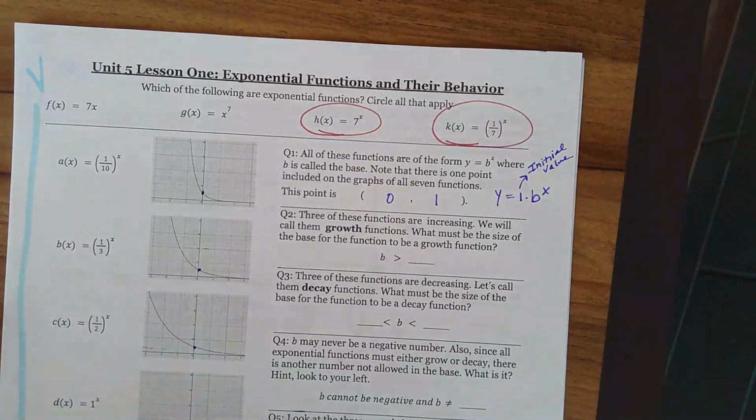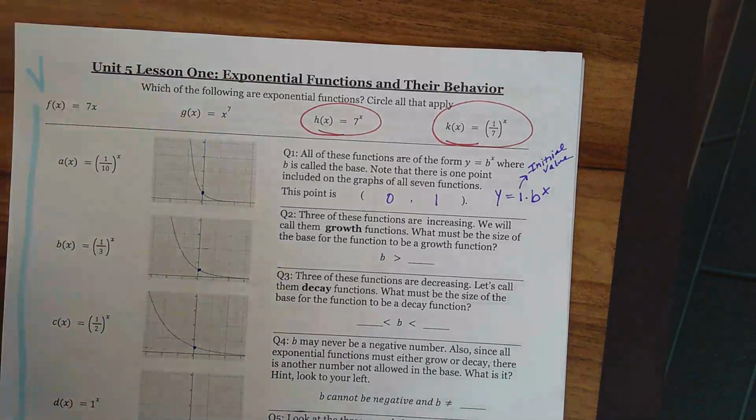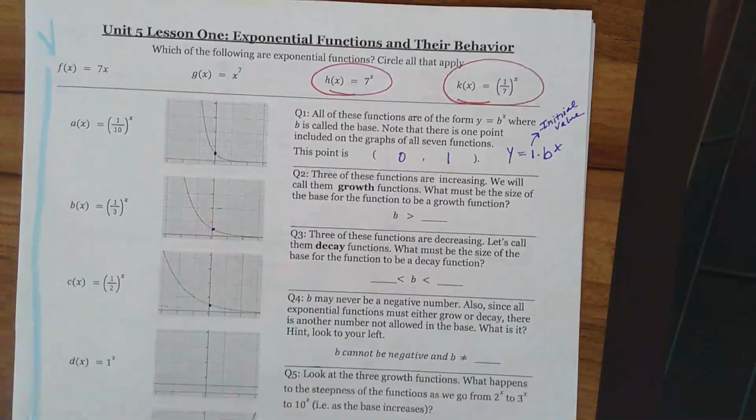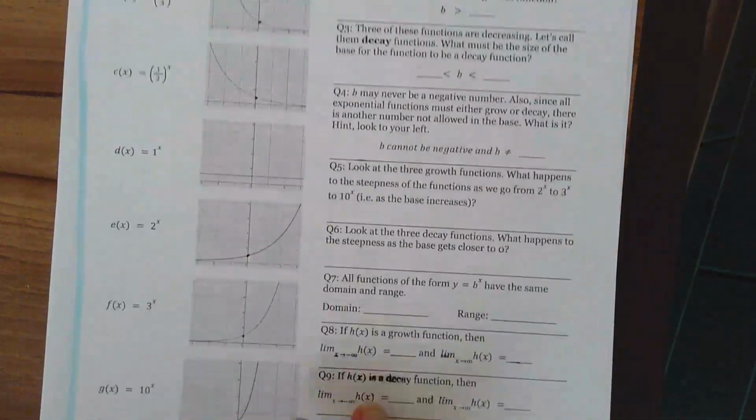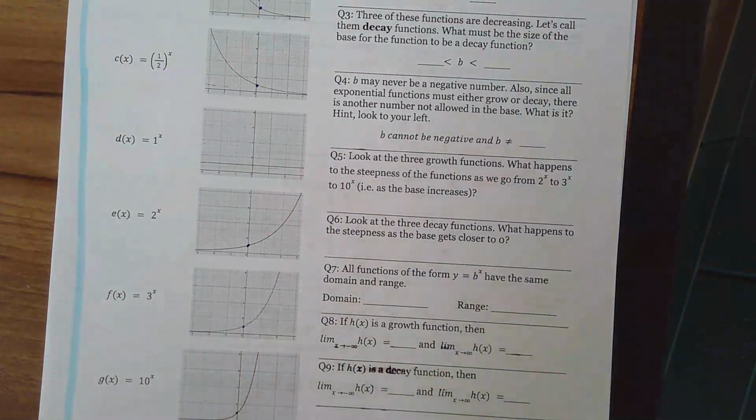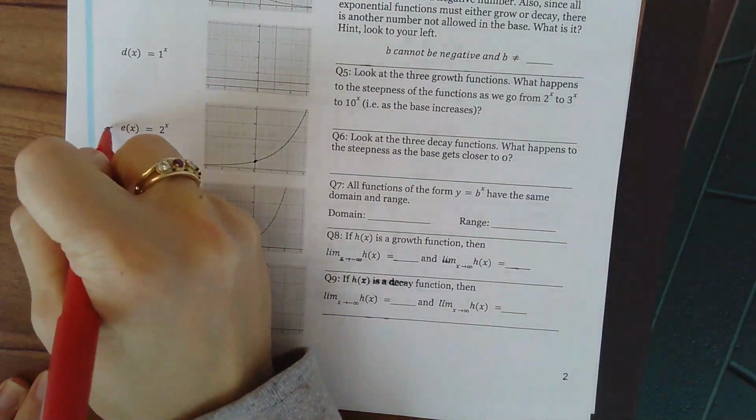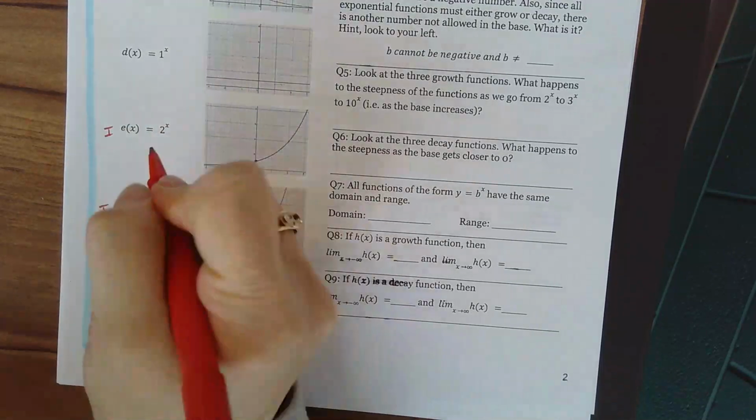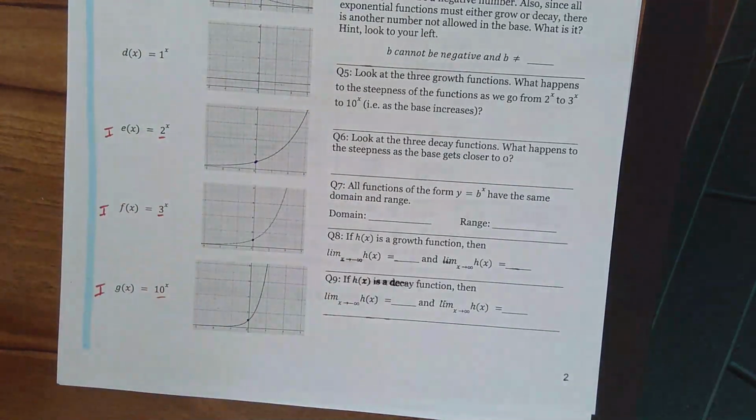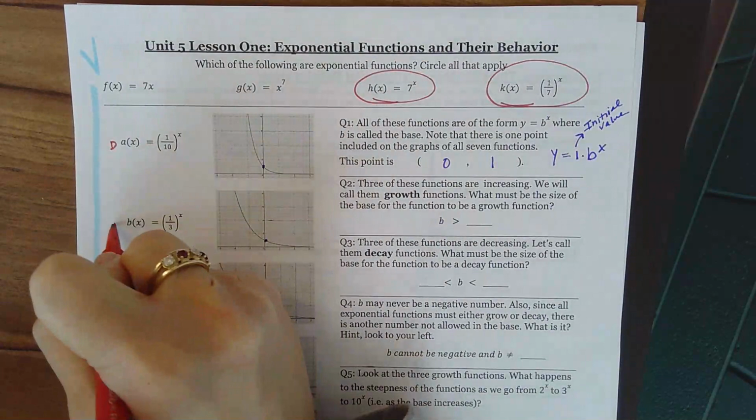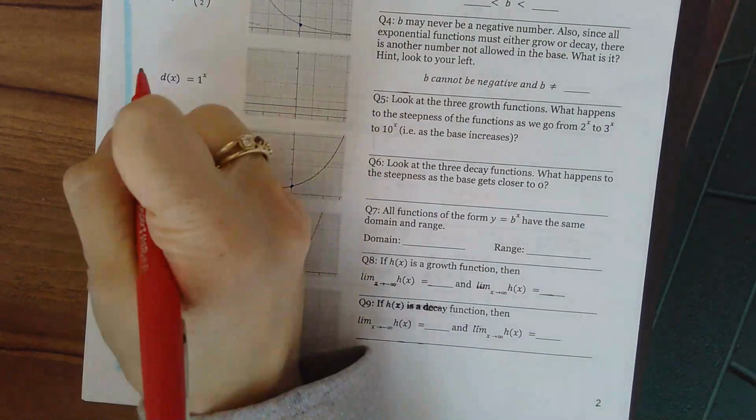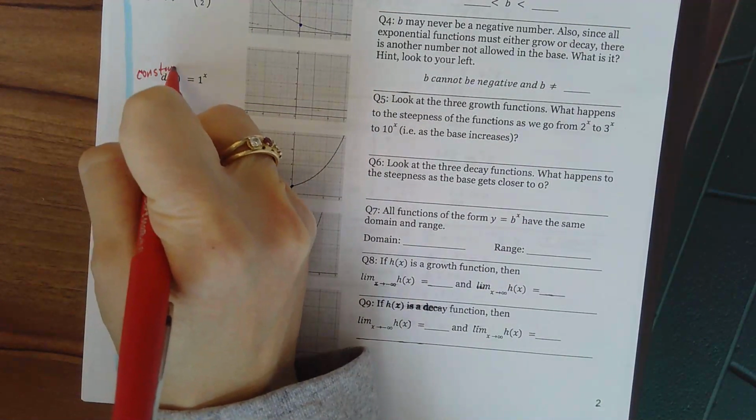All right, next it says 3 of these functions are increasing. We'll call them growth. What must the size of the base be in order for the function to be growth? Well, notice this one is decreasing, decreasing, decreasing, constant. And the last ones are increasing, increasing, and increasing. If we look at all 3 that are increasing, notice our b value, especially in comparison to the ones that were decreasing: our b value is greater than 1. If it's constant, it's equal to 1.